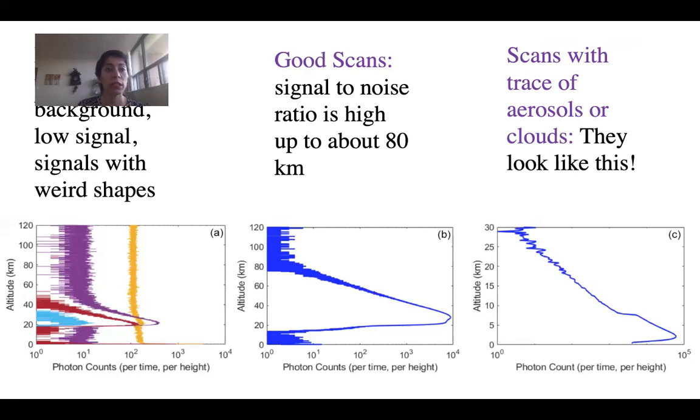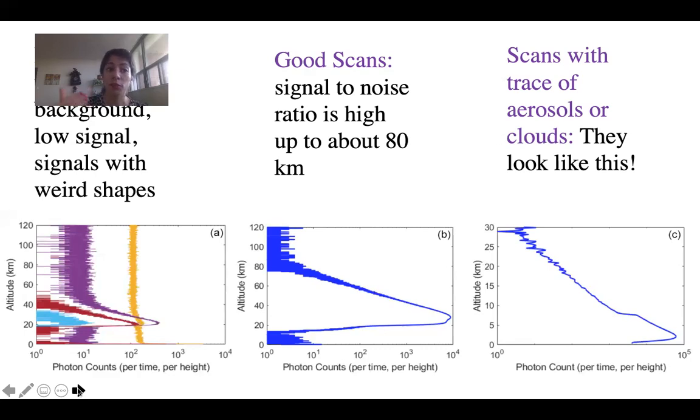One thing we need to do is make classifications of these scans, and know whether they are good scans for clean conditions, or good scans for cloudy or aerosol conditions. We will have different ways of retrieving data from the atmosphere.